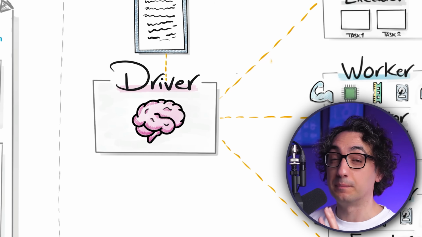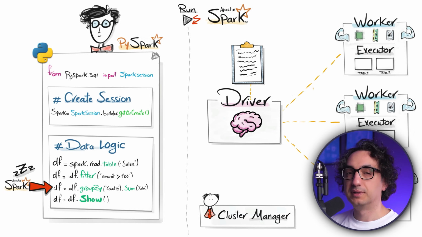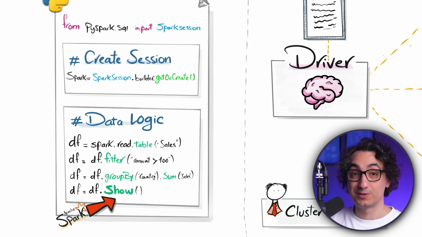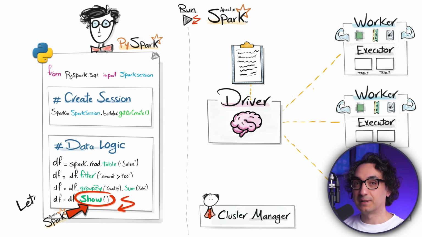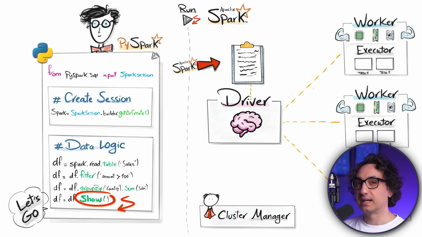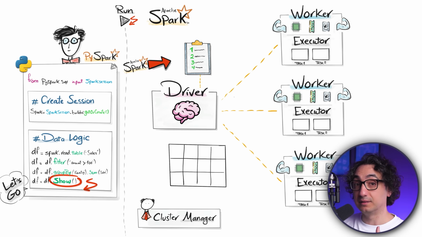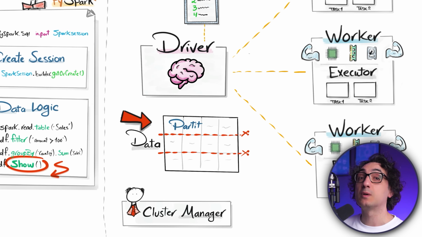The driver, the brain, it's gonna start building a full plan step by step. It keeps reading your code until it sees an action, the show method. And now Spark suddenly is gonna say, oh, you actually want me to do all those things? Okay, it's time to work. Now the driver is gonna go and optimize the plan. It's gonna break everything into stages and steps. And here comes the main idea. Your data is gonna be split into partitions, and each partition becomes one task.